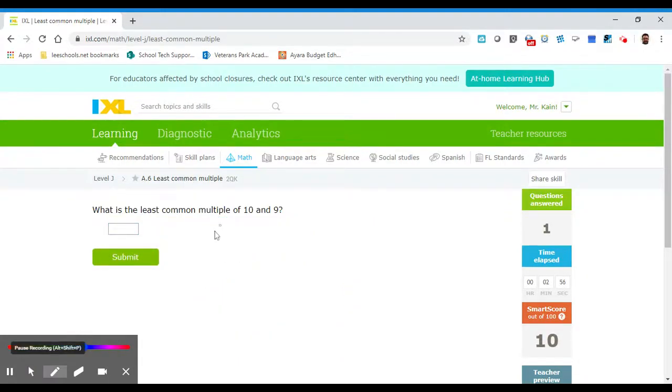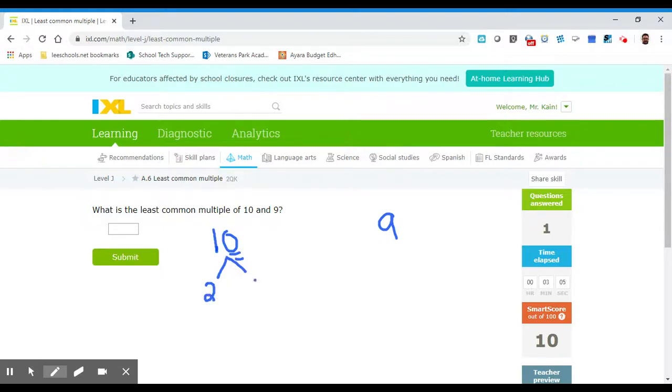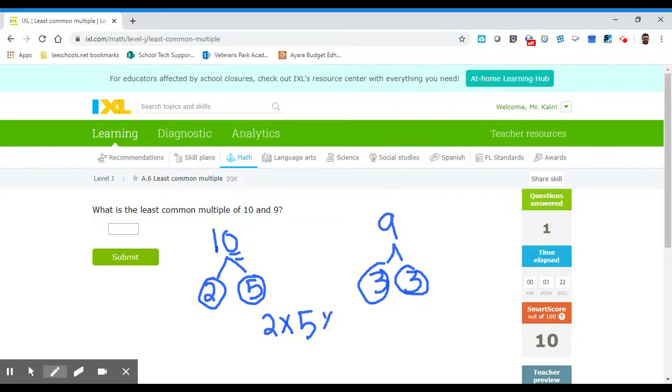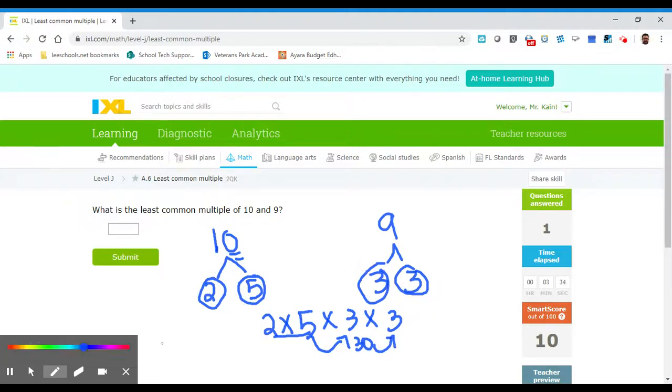Okay, so again, we're going to do this with 10 and 9. Let's do our prime factorization. Even numbers always start with 2. 2 times 5. 5 is prime, so let's circle it. 9 has 3 and 3. Okay, the most number of times 2 appears is once. 5 appears once. And the most number of times between the two that 3 appears is twice. So let's multiply. 2 times 5 is 10. 10 times 3 is 30. And 30 times 3 is 90. Okay, 90.